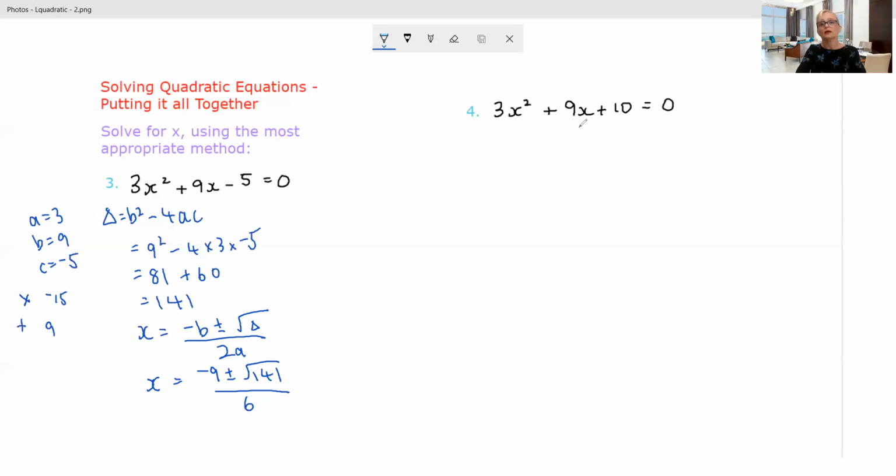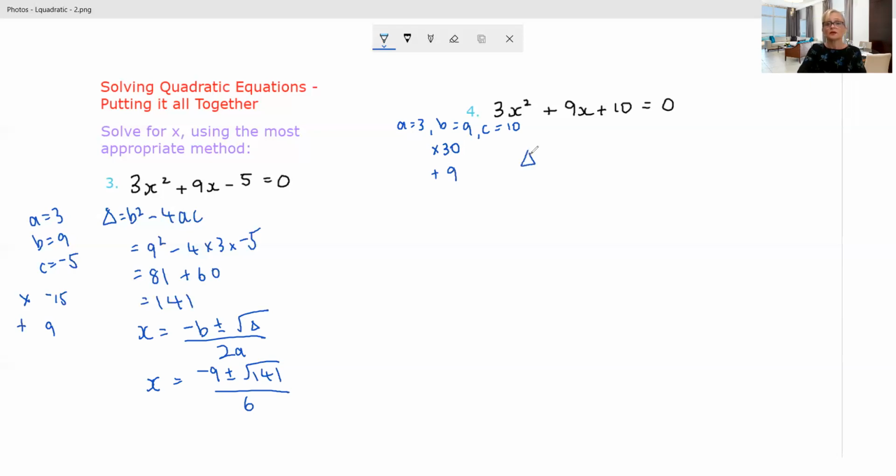All right, last one. Let's see, can we think of two numbers that multiply to give 30, which is our AC? So A is 3, B is 9, C is 10. So AC is 30 and our B is 9. Can we think of two numbers that multiply to give 30 and add to give 9? Let's think about it. Not so sure? What are our factors of 30? We've got 30 and 1, we've got 15 and 2, we've got 6 and 5. Not going to work, is it?